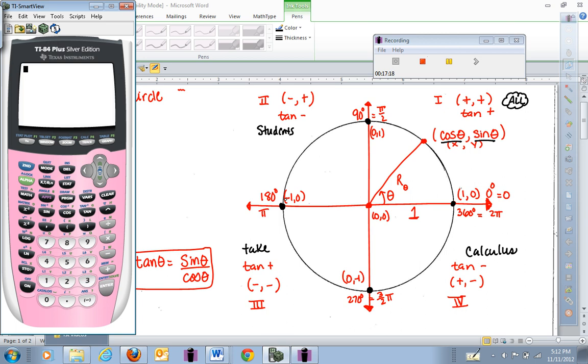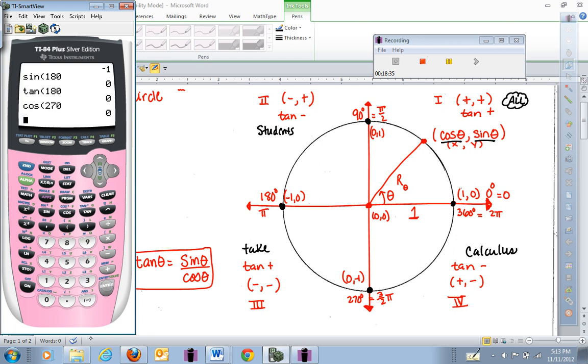So, what is the cosine of 180? The cosine of 180 should be -1, right? The sine of 180 should be this component of my ordered pair. It should be 0. The tangent of 180, 0 divided by -1, should give us 0, and it does. What should the cosine of 270 be? It's going to be 0.